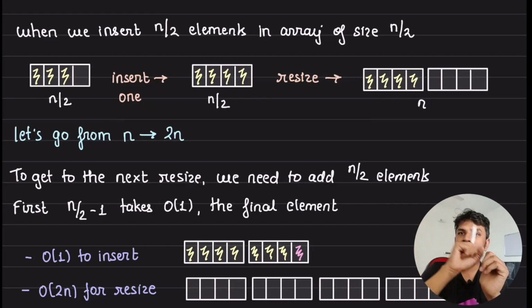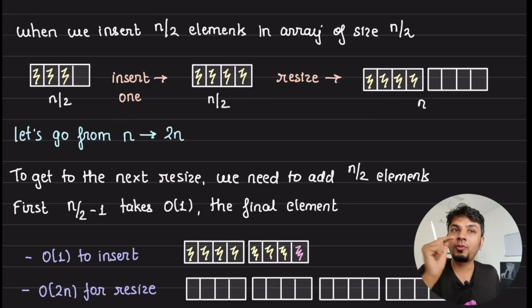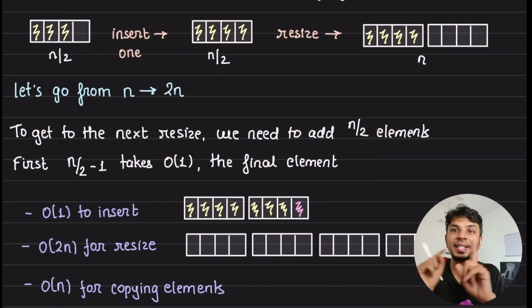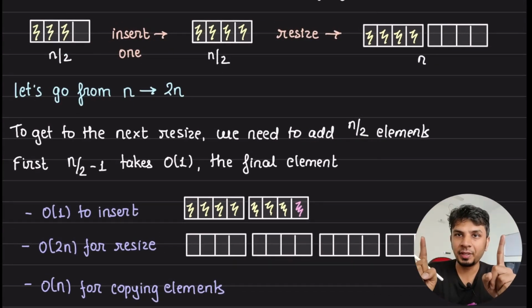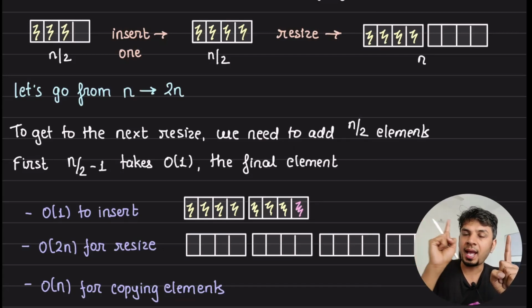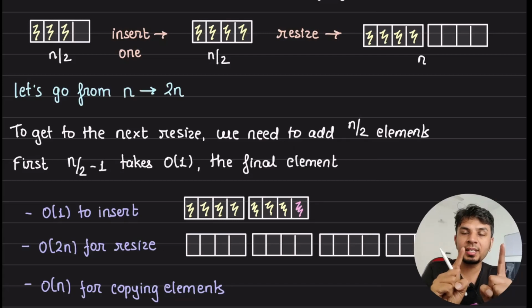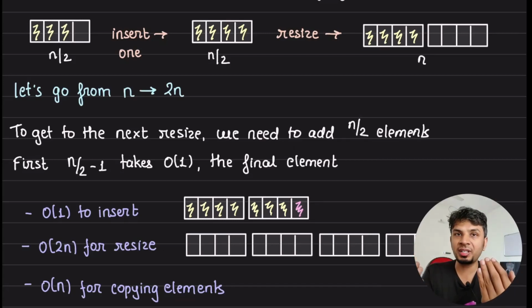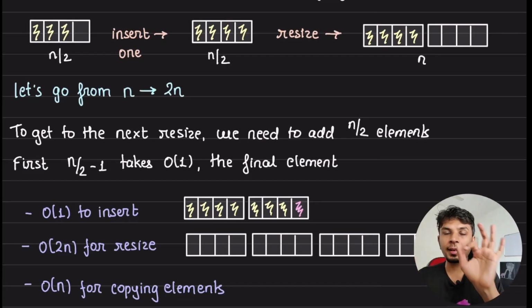Now let's say we go from n to 2n. For us to go from n to 2n, what needs to be done? To get to the next resize, because we are resizing when my array is completely filled. Right now I have an array of size n filled by n by 2 elements. There is still n by 2 space left. So I'll not be triggering my next resize until I fill the rest n by 2 slots of my array.